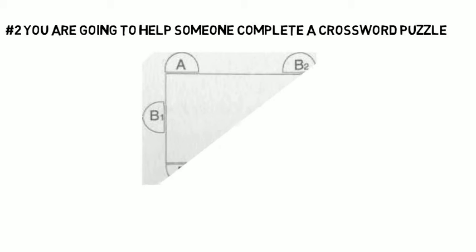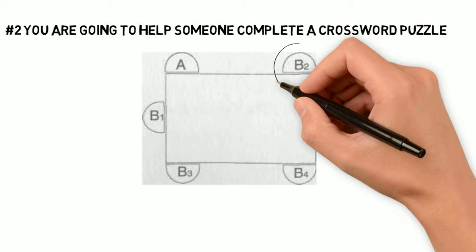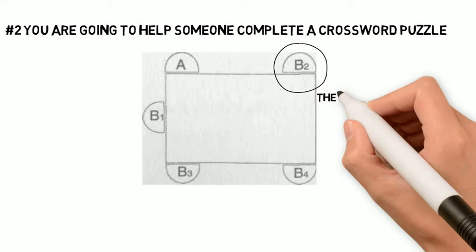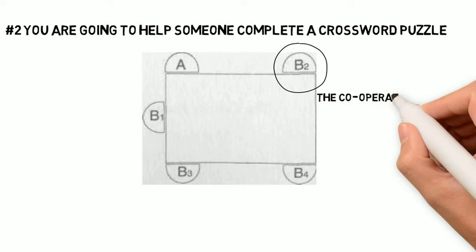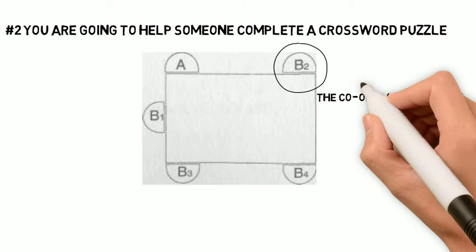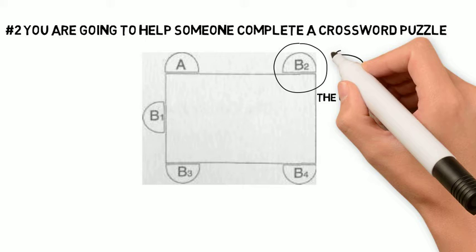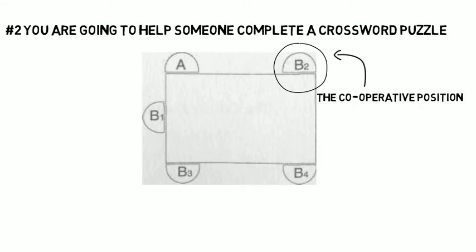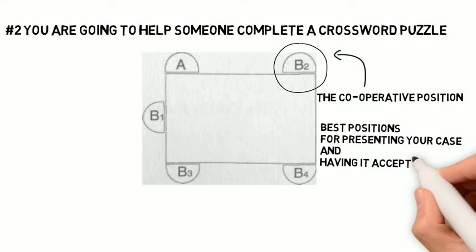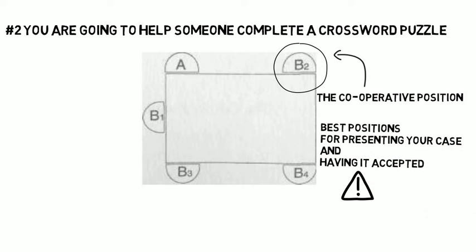Most people choose to sit at position B2. This position is called the cooperative position. When two people are thinking alike or both working on a task together, this position often occurs. It is one of the best positions for presenting your case and having it accepted, because it allows for good eye contact and the opportunity for mirroring. The trick is, however, for B to be able to move into this position without A feeling as if his territory has been invaded. Let's say you're going to play chess against someone.